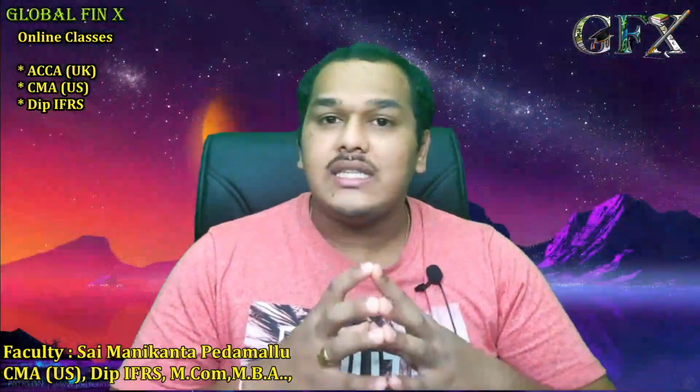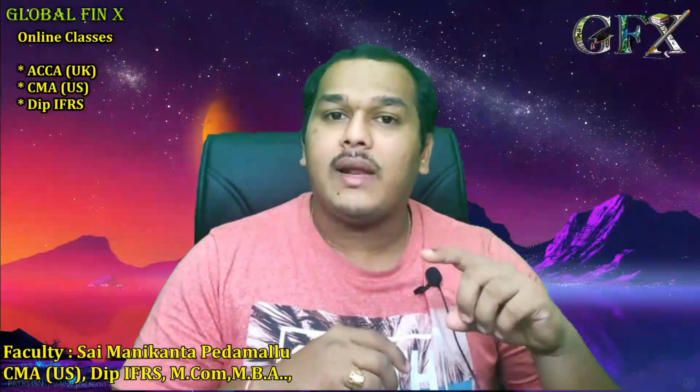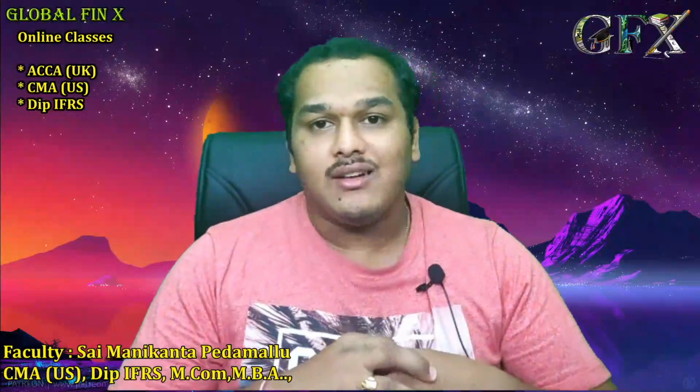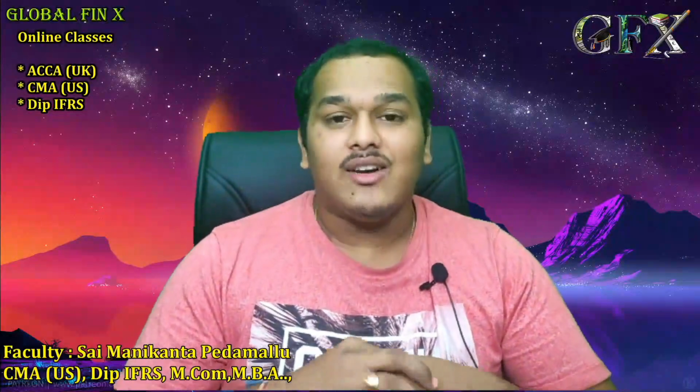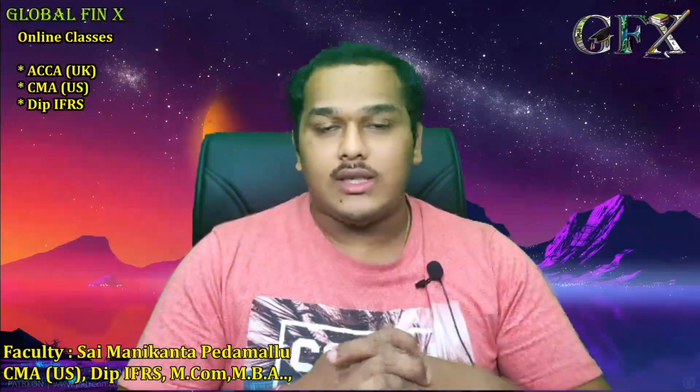So any changes in the cash flow hedge shall be recognized in the other comprehensive income and shall be accumulated in a cash flow hedge reserve, right? And the ineffective portion of the cash flow hedge shall be immediately taken to the profit and loss account. This is what we have already discussed, right?